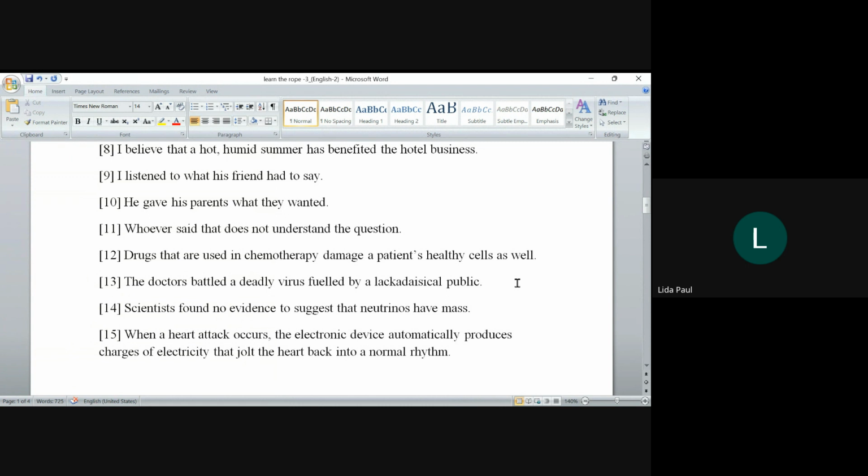So if you look at the sentence carefully, you will see: whoever said that does not understand the question. So what is the verb here? That complex, right? Does not understand. The whole of that complex is your verb, or verb phrase, as you can call it. The question is your object, and whoever said that is the subject. And this part is your subordinate clause. Whoever said that is your subordinate clause, does not understand is your verb complex, and the question is your object.